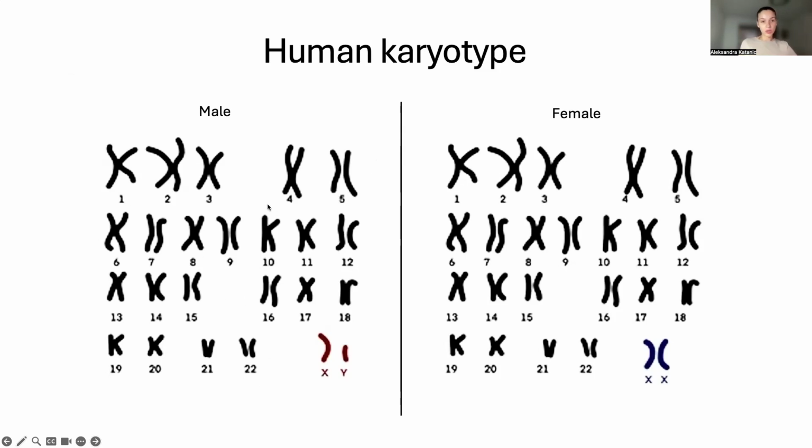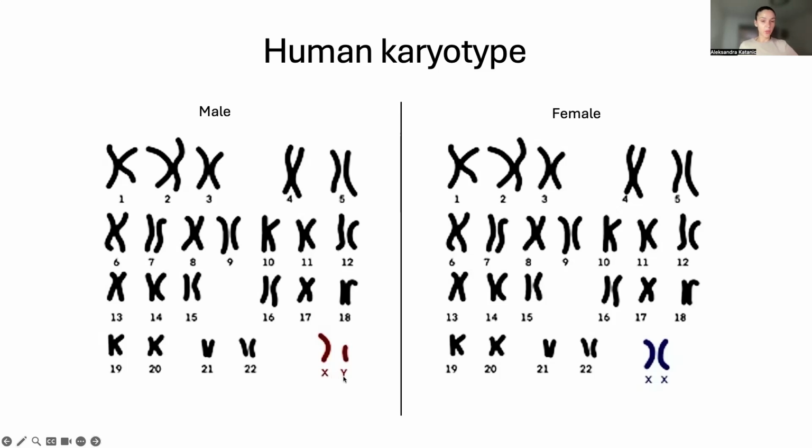The first 22 pairs are called autosomes, and they regulate the somatic characters of the body. So, things not related to sex and reproduction. Okay. That's where the 23rd one comes in.